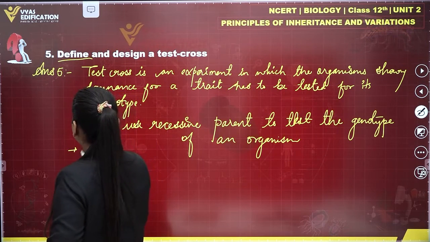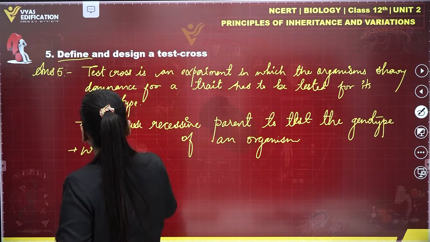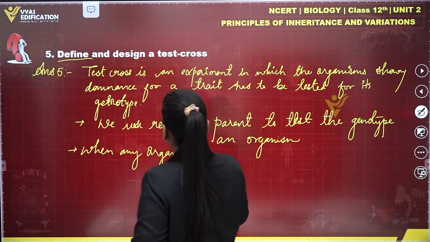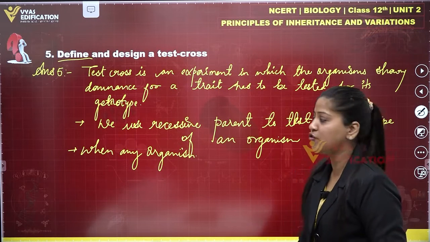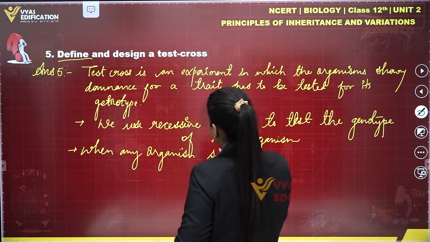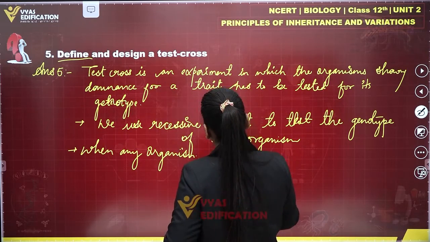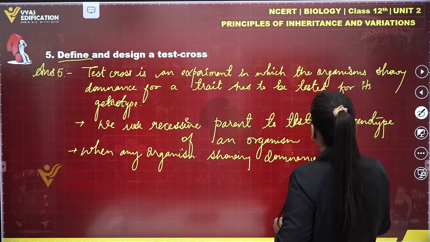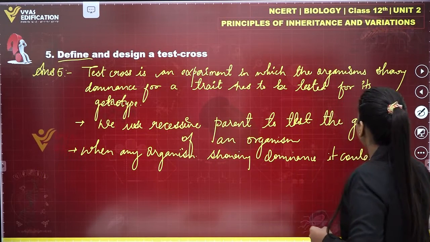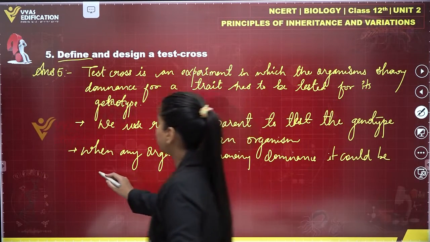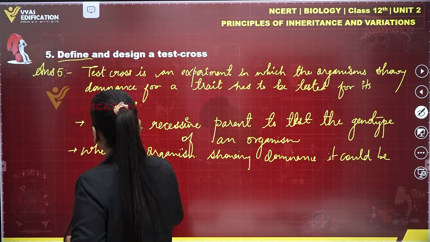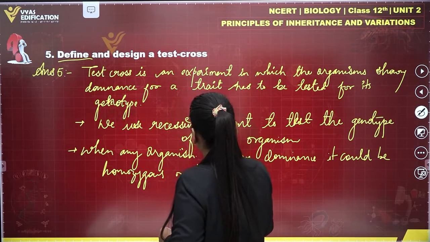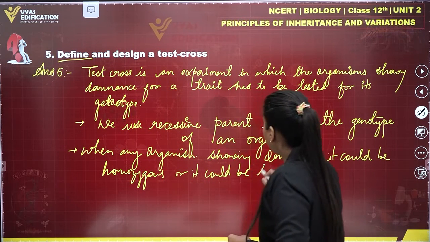When any organism which is being tested for its genotype is showing dominance, it could be homozygous, or it could be heterozygous.